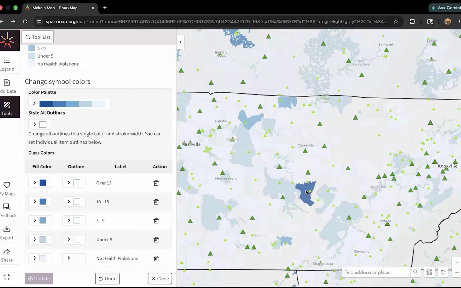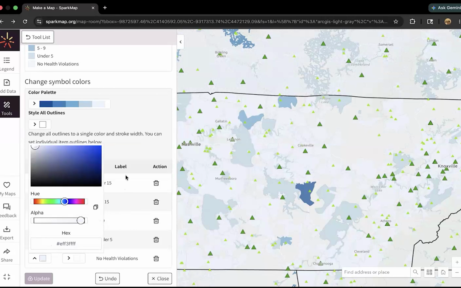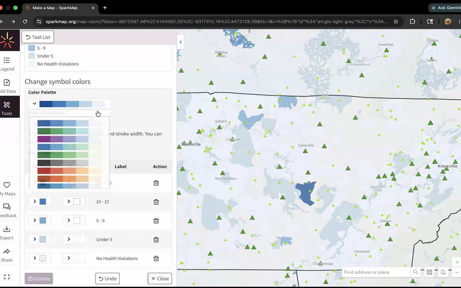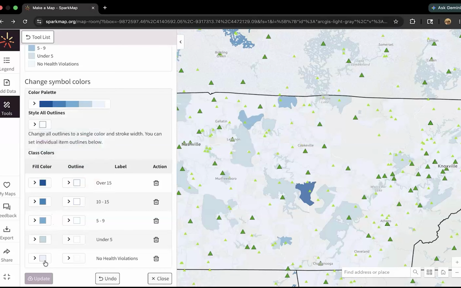Our changes have processed, and as we can see, we have our nice dark blue for our over 15s. I don't like that these two blues are so close together, and I wish this were more of a gray so I could tell that it were a 0, right? So I can then go in and individually customize items from my color palette. I can also just pick a new palette if I wanted.